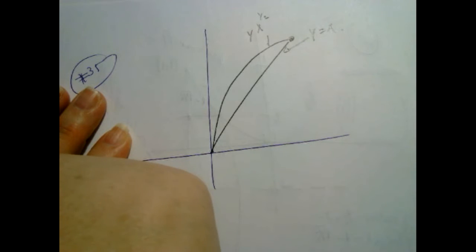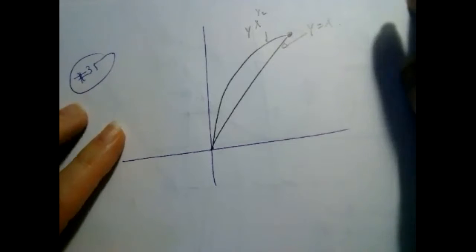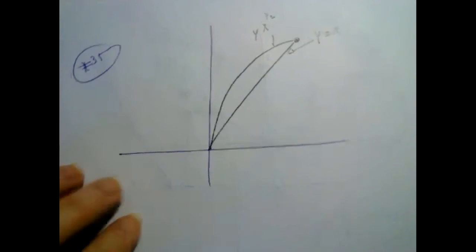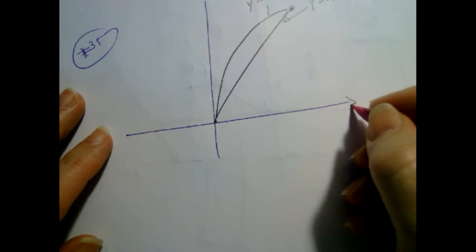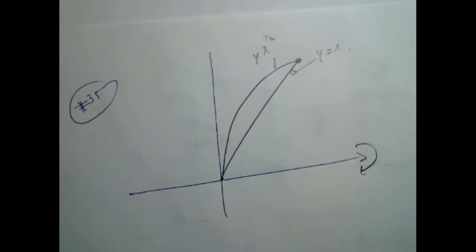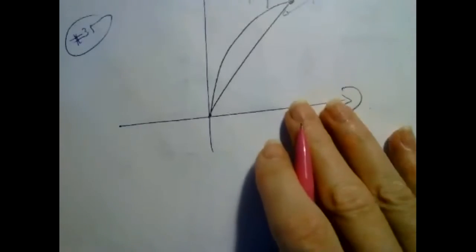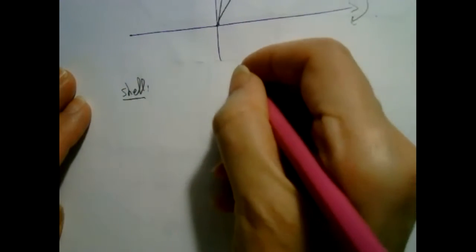The question is, use both the shell and the washer. So we will do 35. We're going to rotate around the x-axis. They want me to practice both methods, the washer and the shell, just to contrast them. We're going to do the shell first, and then the washer.